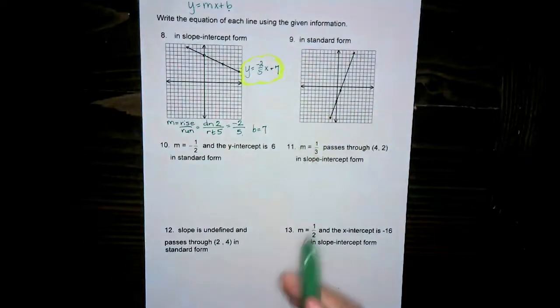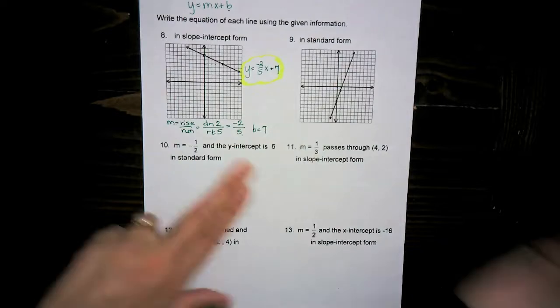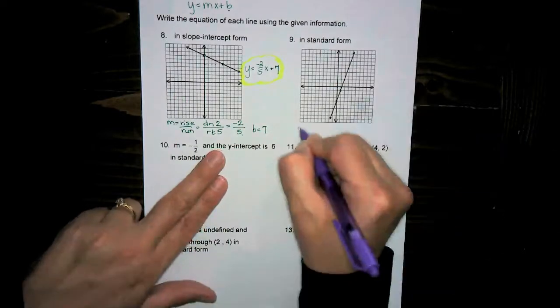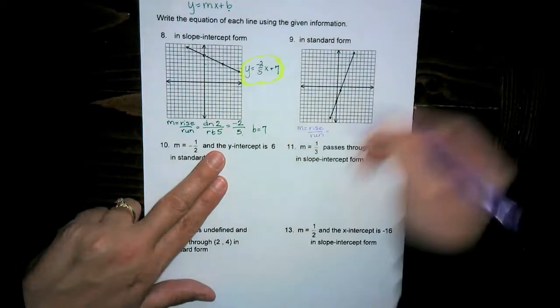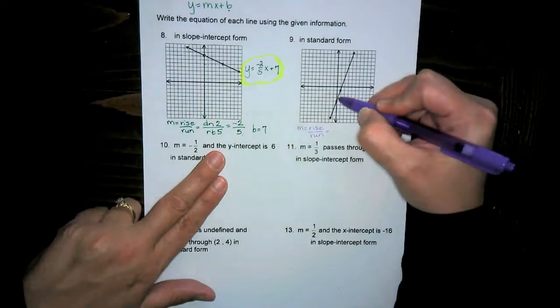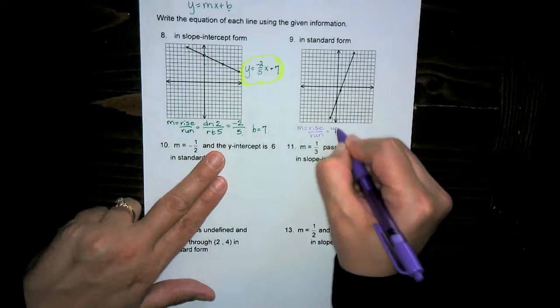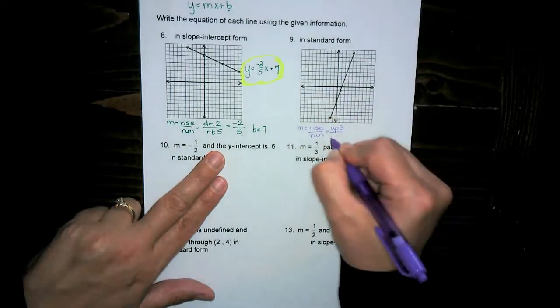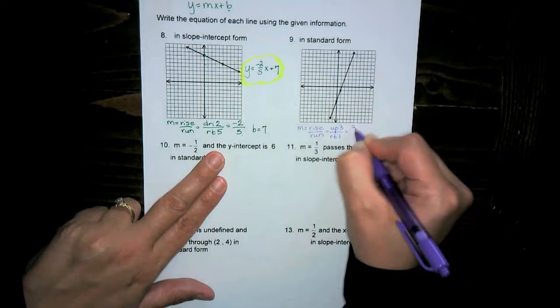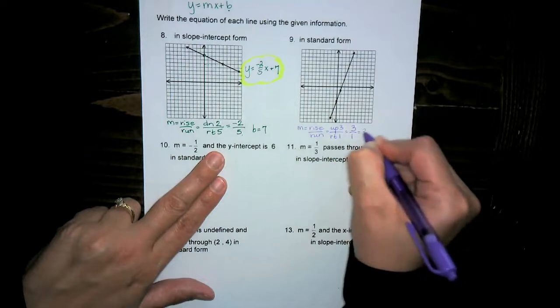Now, number 9 here, we're going to do the same thing, but then we're going to have to go a step further to get it in standard form. Okay. So let's do that slope again. We'll do our rise and our run. From here, my rise is 1, 2, 3, up 3. 1, 2, 3, and right 1. So up is positive, right is positive. So my slope is 3.